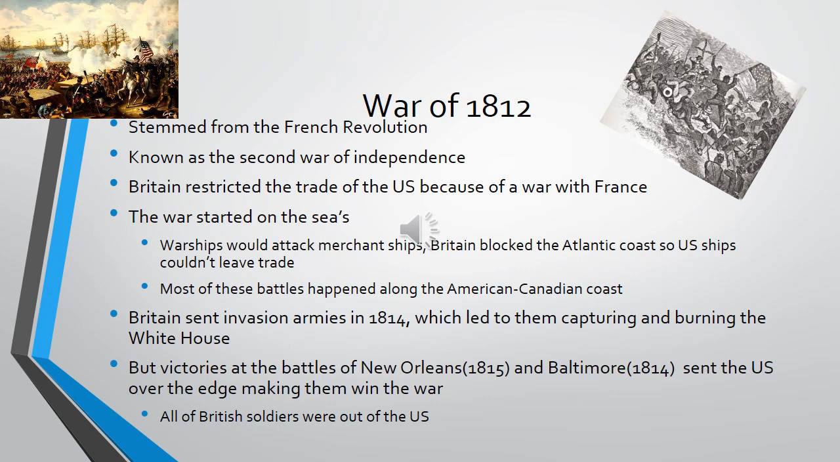Britain blocked the Atlantic coast so that U.S. ships could not leave to trade. Most of these battles happened along the American-Canadian coast. Britain sent invasion armies in 1814, which led them to capturing and burning the White House.